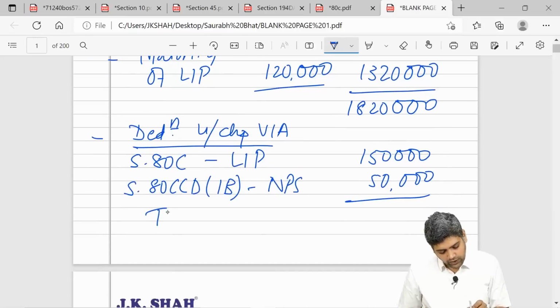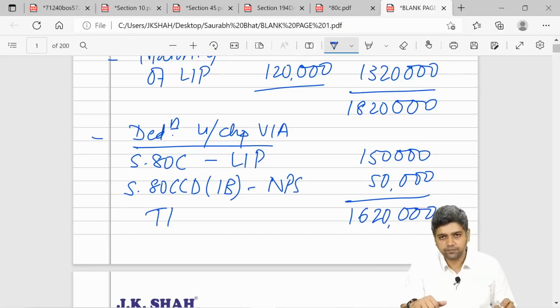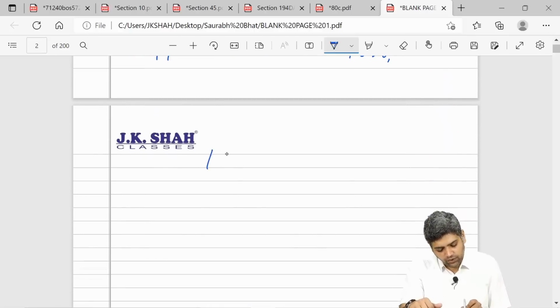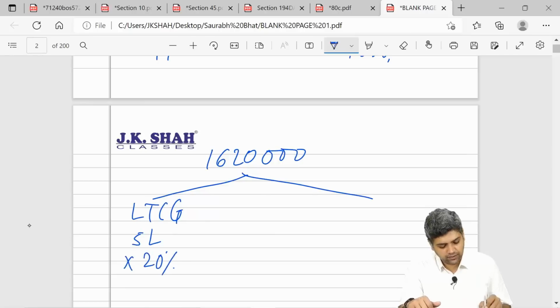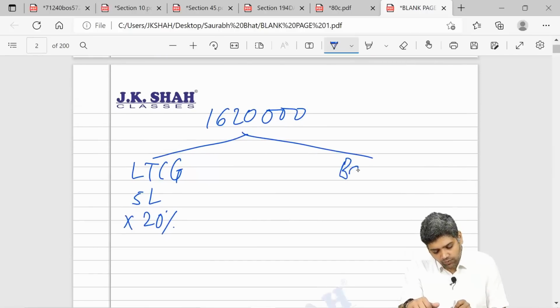So how much is the total income? Total income comes to 16,20,000. But one minute please. Out of this 16,20,000, 5 lakh rupees is capital gain. So I will say long term capital gain on sale of land is 5 lakhs. That will meet taxation at 20%, and balance normal income is 11,20,000, which will be taxed at slab rates.